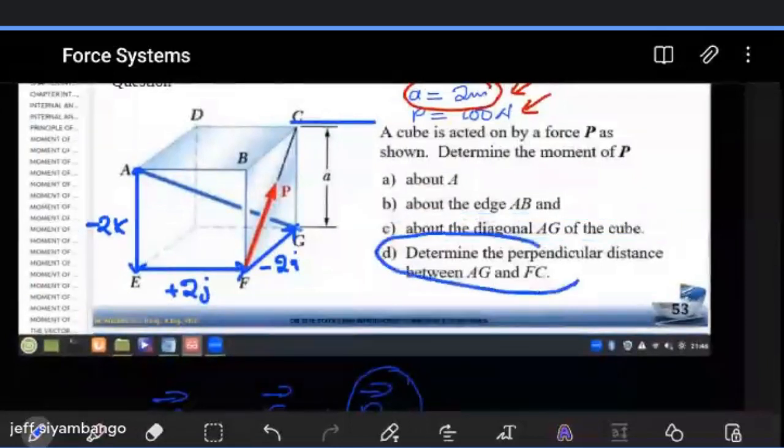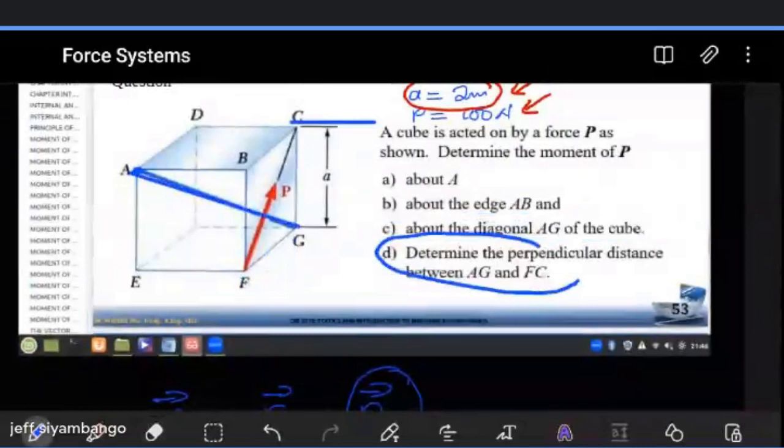So determine the perpendicular distance between AG and AF. So where is AG? Where is AF? AG is this one. AF, that's not AF, is it? AG and FC. FC and this one. The perpendicular distance between them.